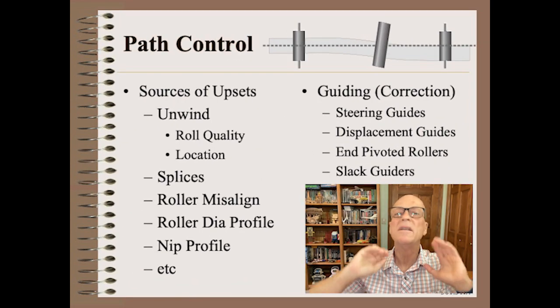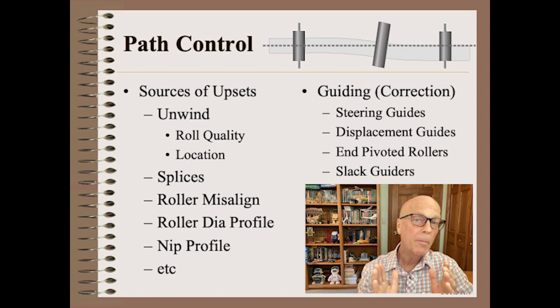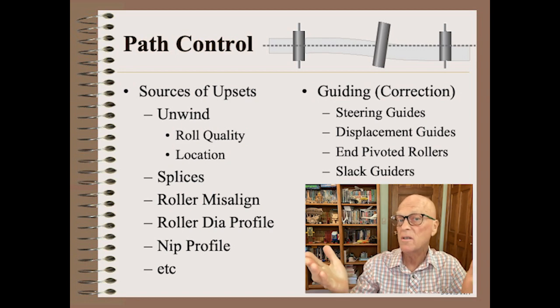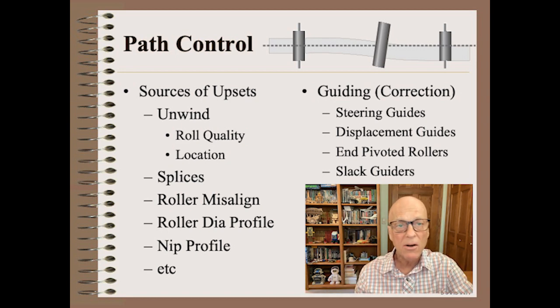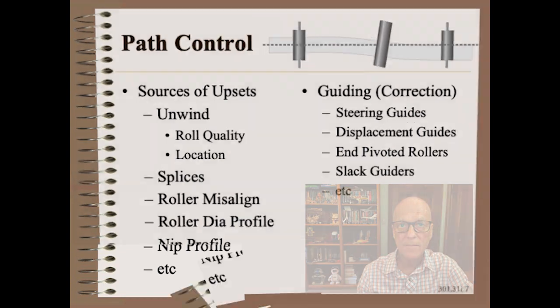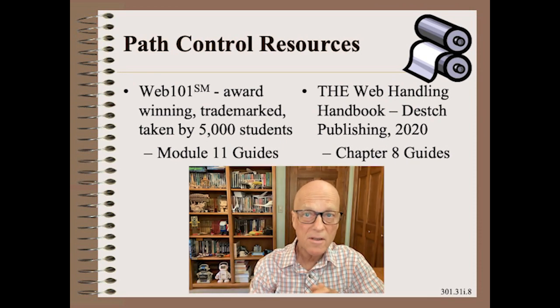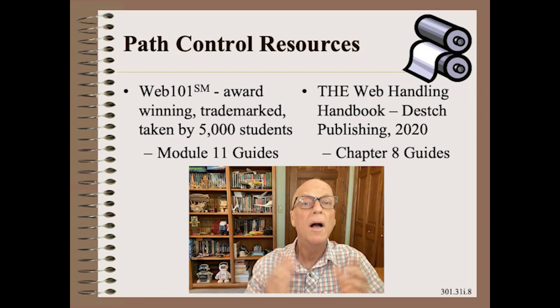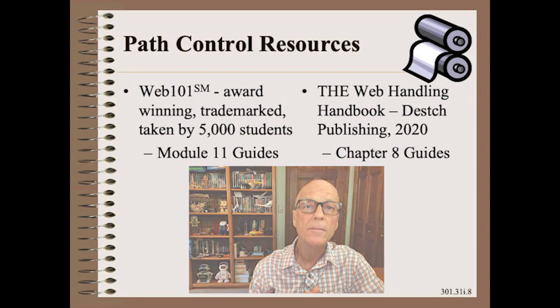Path control can be super important to many processes and products. We can break path control into 2 areas of concern. The first is the sources of the upset to path position. The second is how to correct the path of the web using steering guides, displacement guides, and other styles of guides. Again, we have a couple of useful resources to learn about path control. Again, they are Web 101 and the Web Handling Handbook.